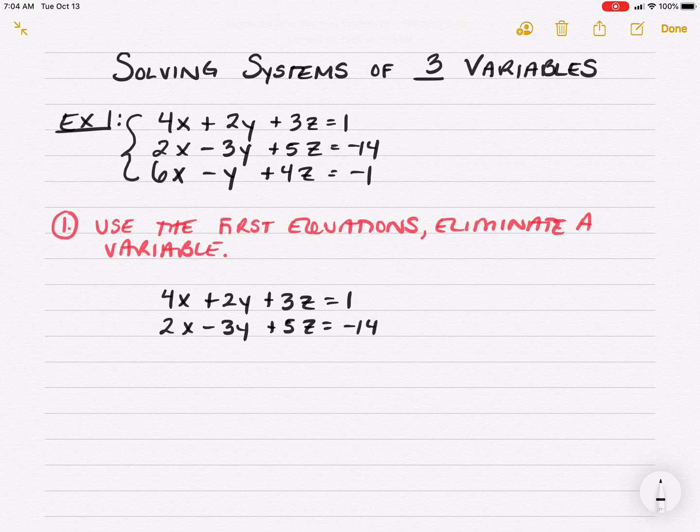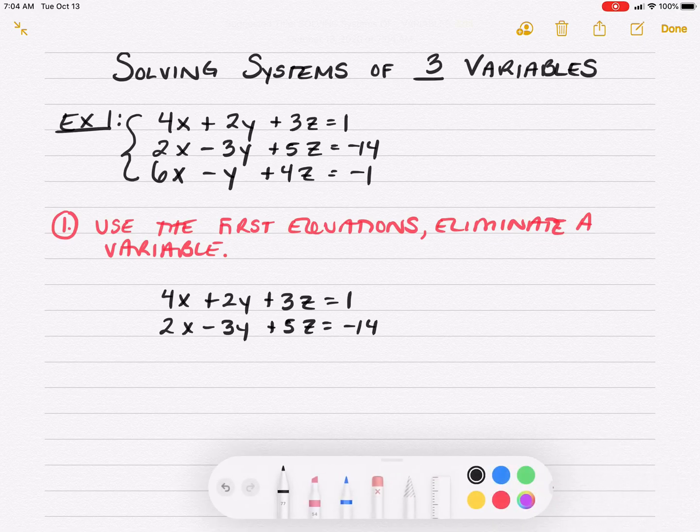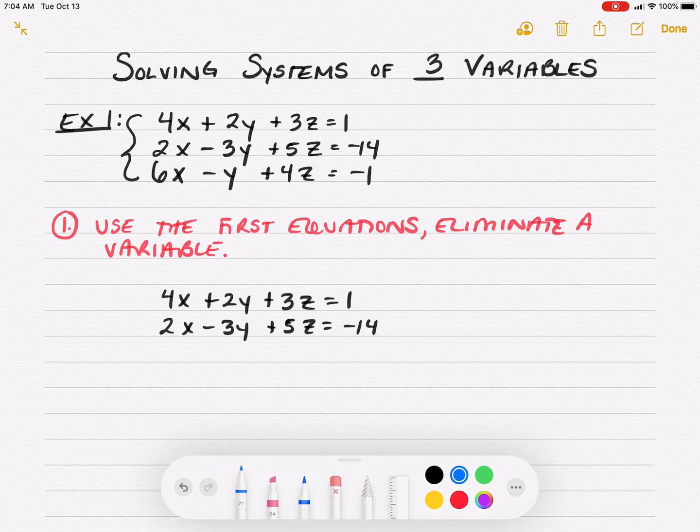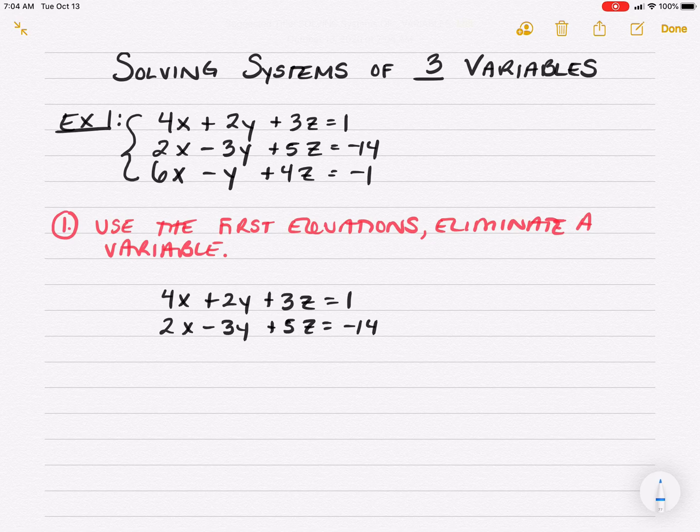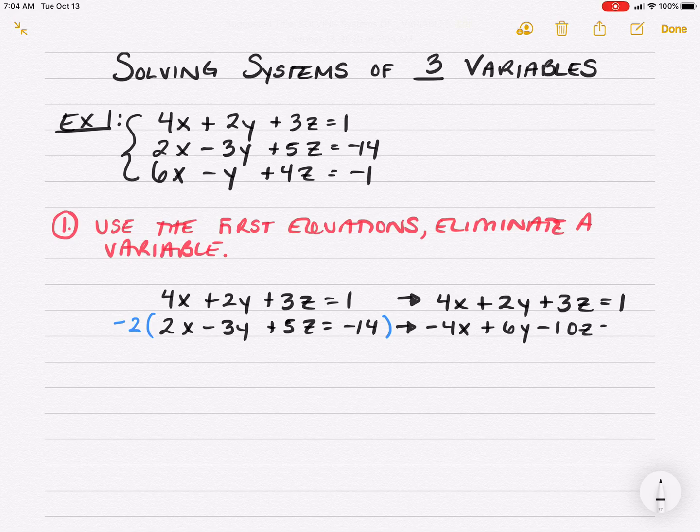One of the most important things with this is being neat, recopying parts of your problems, and going slow. There are so many places that you could potentially make a mistake. Just by looking, I think x is probably going to be the easiest variable to eliminate. So I'm going to multiply the second equation by negative 2, and rewrite the equations. The first equation, I am basically multiplying by 1, so I'm just going to rewrite it. The second equation is being multiplied by negative 2. Again, go slow and careful because we don't want to make a multiplication mistake. So we end up with this equation.